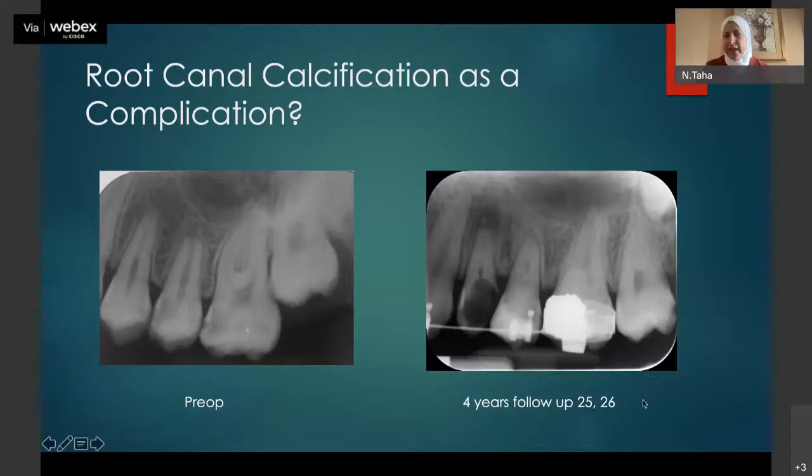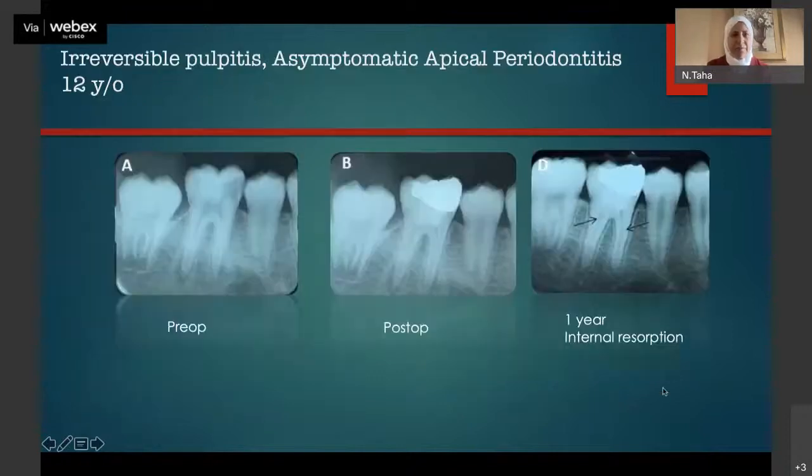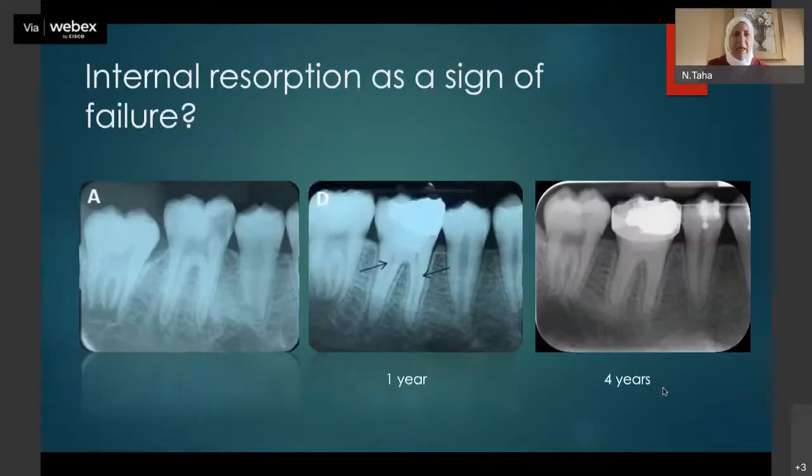But the patient was completely happy with the outcome. He finished his orthodontics, but unfortunately he's losing this tooth because of deep caries and poor oral hygiene again. We had one case with internal resorption after full pulpotomy in a tooth with periapical lesion.